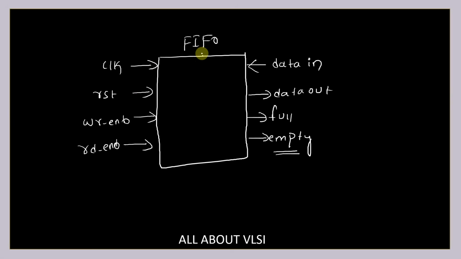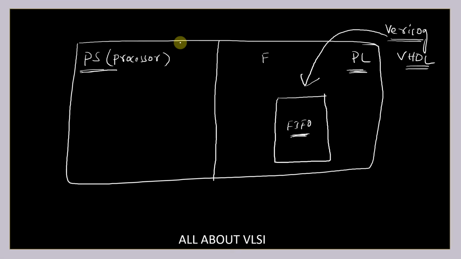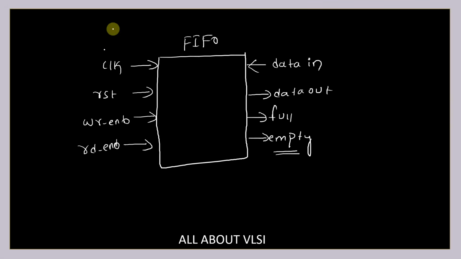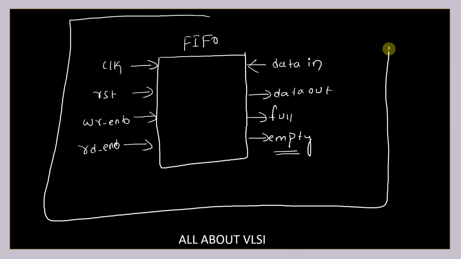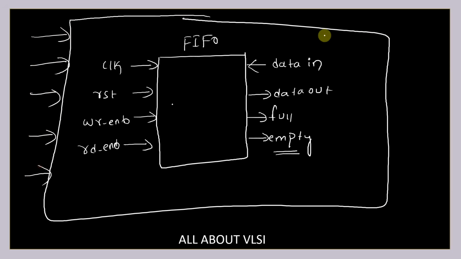Now this FIFO, if you want to establish the communication with your processor, you cannot directly establish the connection, right? So this FIFO should be wrapped into another module. We need to have another module. This particular module is going to have an AXI interface connected with it. So this is nothing but my AXI_top.